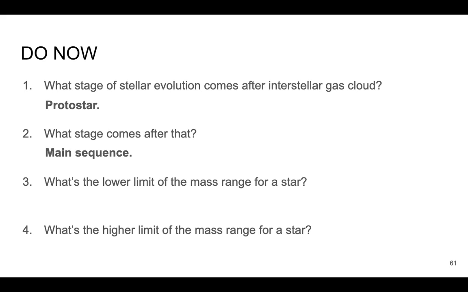And what is the lower limit of the mass range for a star? The lower limit is about 1/10 the mass of the sun. If it's less massive than that, then it won't really ever get going as a star, and such failed stars are called brown dwarfs. And what's the higher limit of the mass range for a star? Well, the higher limit is about 30 times the mass of the sun. So if it were much more massive than that, it would basically shine itself apart very quickly. Now, there are some stars that are much more massive than that, but those stars are very, very rare. So the vast majority of stars are somewhere between 1/10 the mass of the sun and 30 times the mass of the sun. And higher than that, very rare.